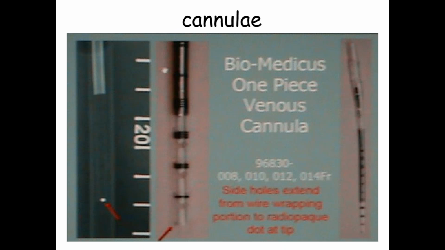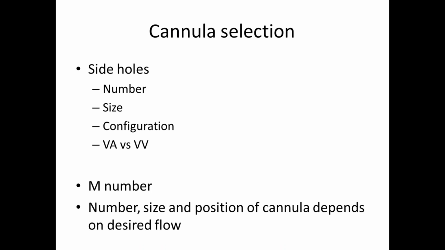There are the side wall cannulas, biomedicals. So when you select a cannula, you have to keep in mind side holes, the number of the side holes of the cannulas, the configuration, whether you go for a VA ECMO or VV ECMO. And as I told you, the most important is the number, the number which is there.